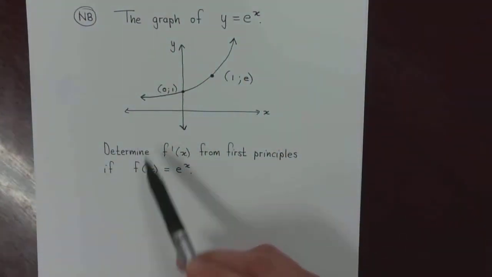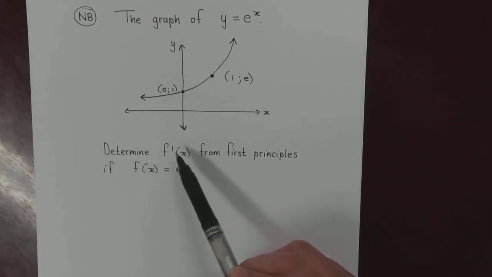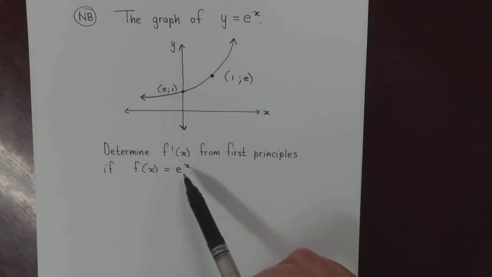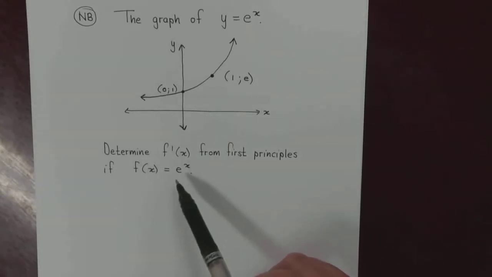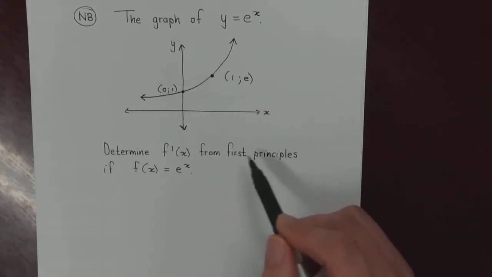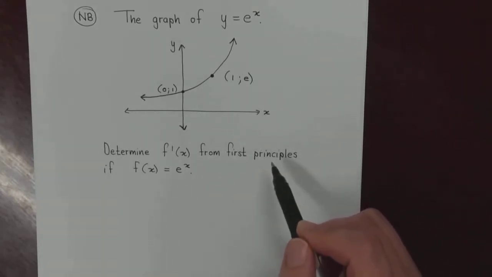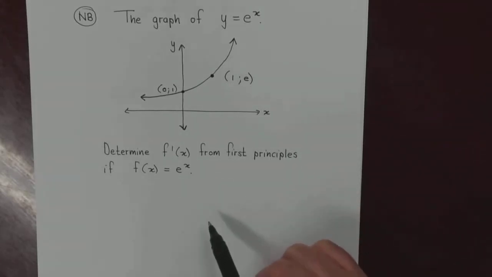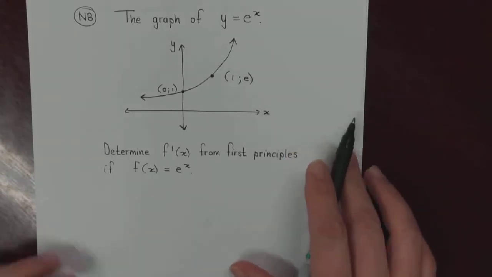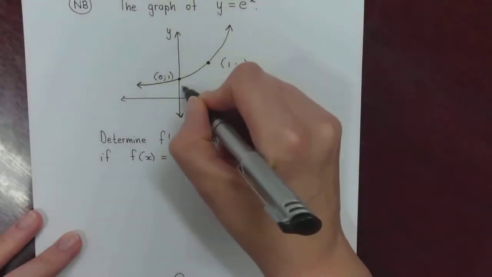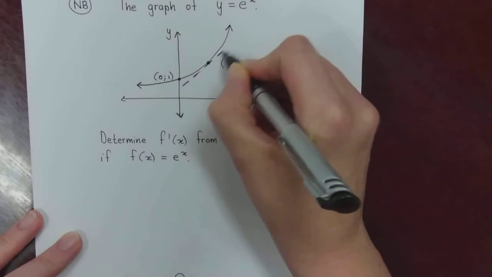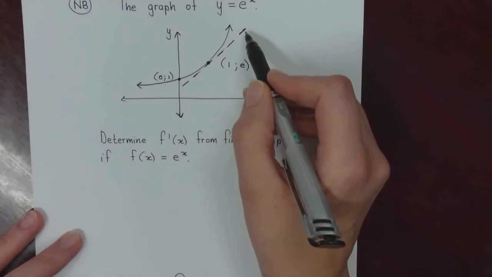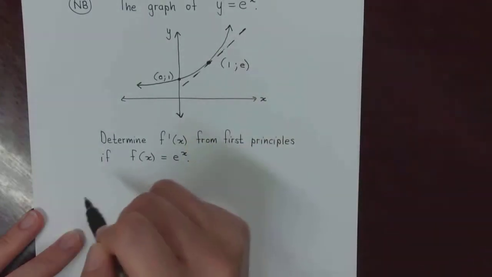Now, they ask the question, determine the derivative of f(x) from first principles if f(x) is this graph, e to the power of x. We are not actually going to do the full first principles. That is way too complicated. We are again just going to inspect what happens when I work out the first principles. In order to do this, I'm going to draw a tangent over there because that's what I'm actually trying to find out. I want to know what is the gradient of that tangent where x is equal to 1.